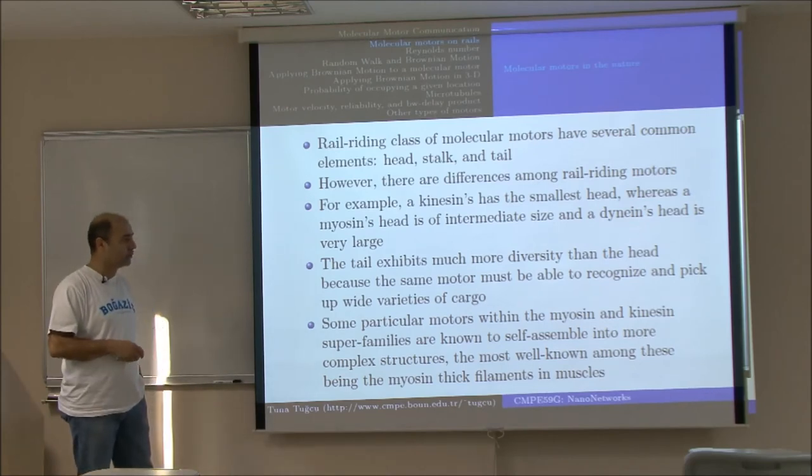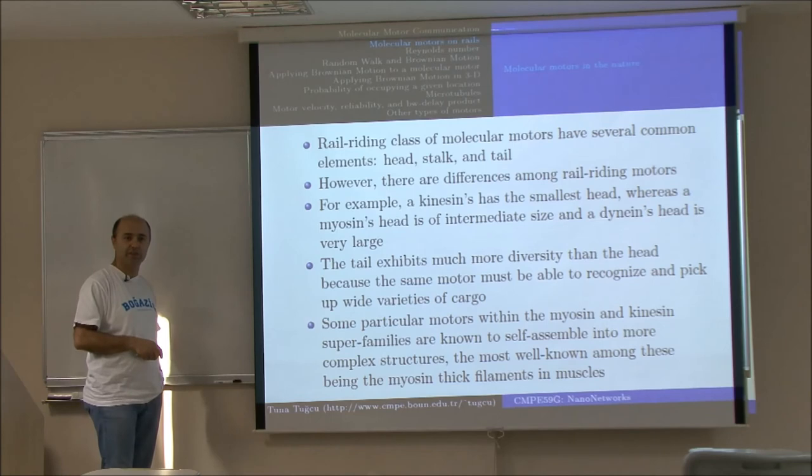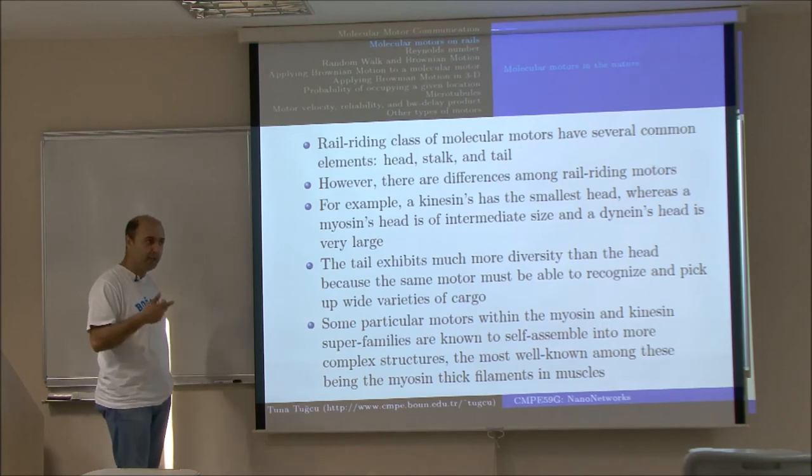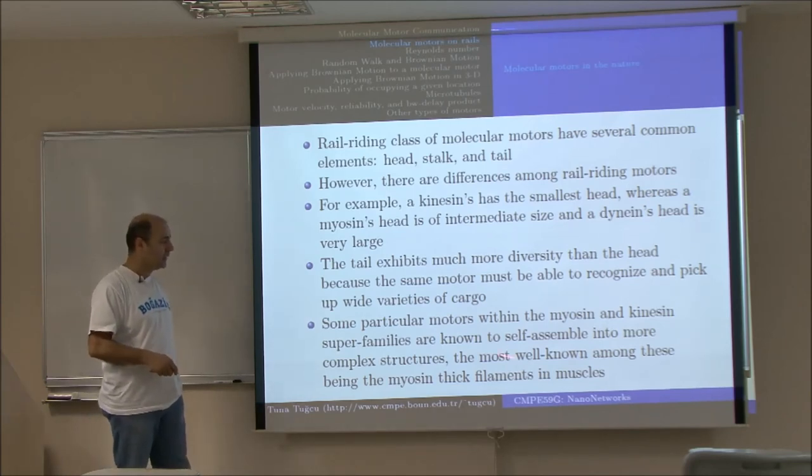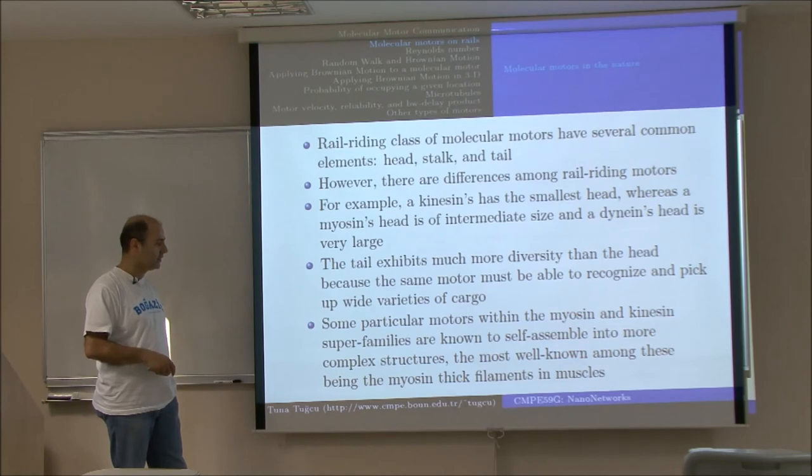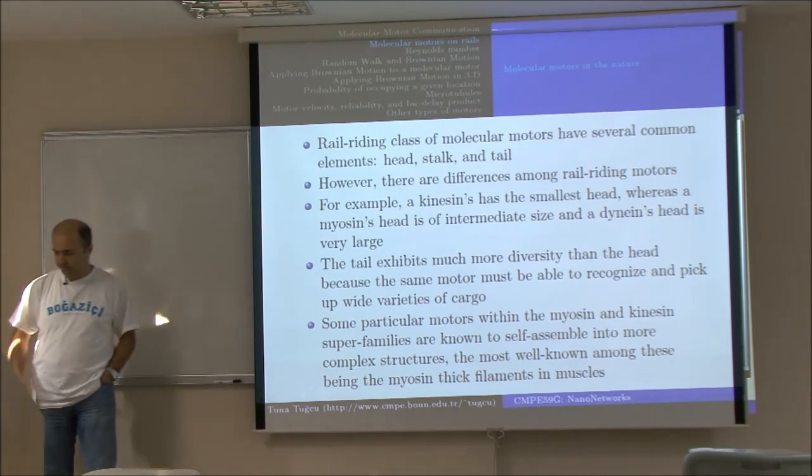Some particular motors within the myosin and kinesin superfamilies are known to self-assemble into more complex structures. That's important. So they're able to improve themselves. And the most well-known among these being the myosin thick filament in muscles.